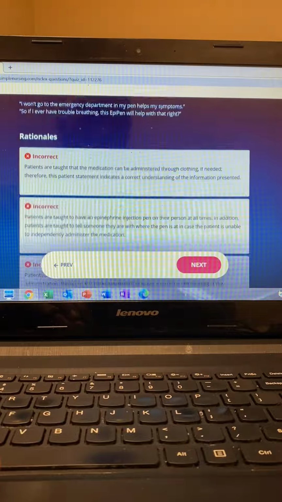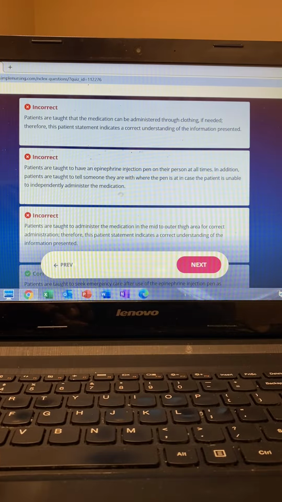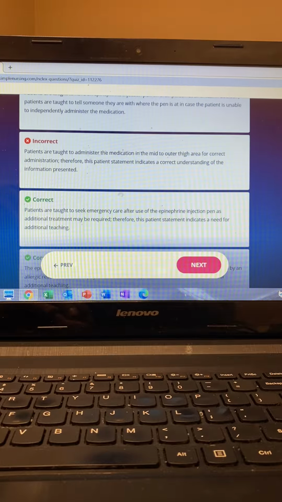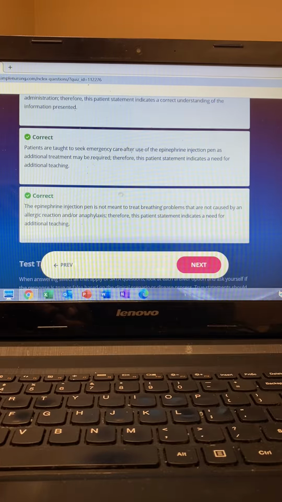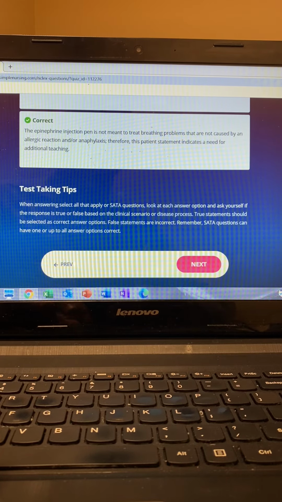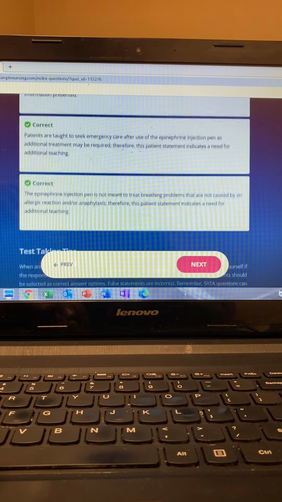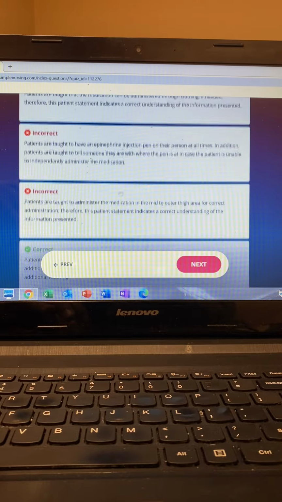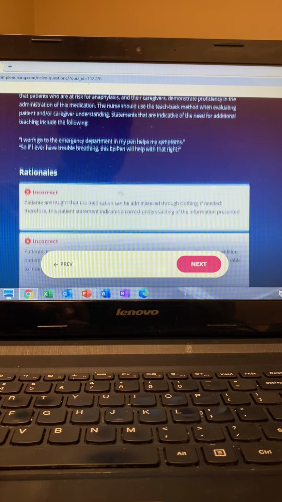So option 4 and 5 we have to choose because they're incorrect here. So we still need to go to the ED even if the pen helped. And option 5, only for allergic reactions, not for any other type of breathing issue. So big step, guys. Okay, that wraps it up.